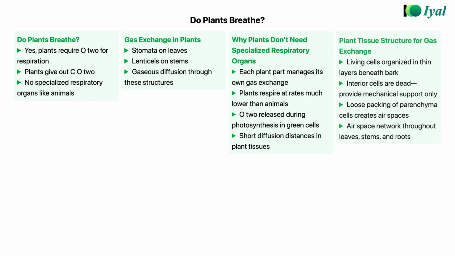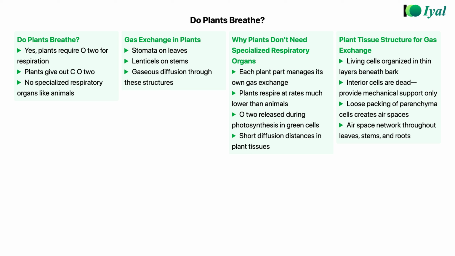Simple logic, no? Now about the structure. In thick stems, the living cells are arranged in thin layers inside and beneath the bark. The cells in the interior, they are dead. Dead cells, they just provide support, mechanical support only. But here's the key point. The living cells, they are packed loosely with spaces between them. These spaces form a network of air pockets throughout the plant. So oxygen and carbon dioxide, they can diffuse through these air spaces easily. Smart design by nature, no? Basically, each living cell has contact with air, even in thick woody plants.